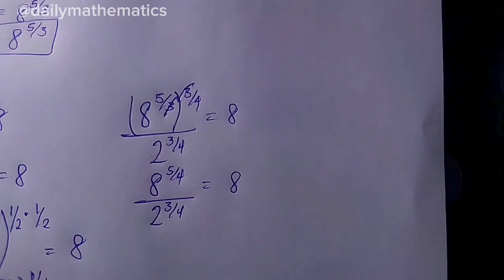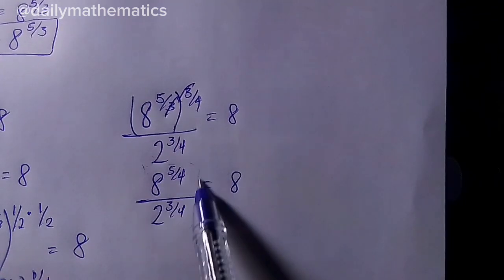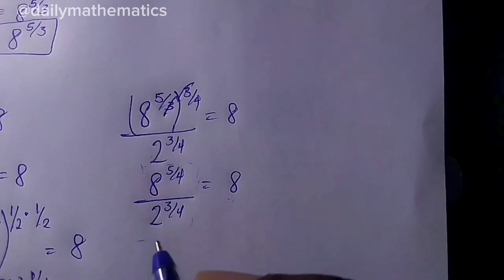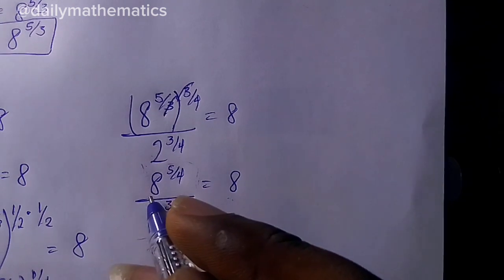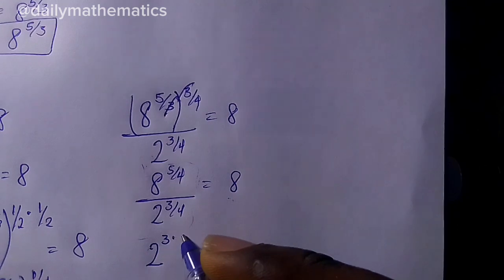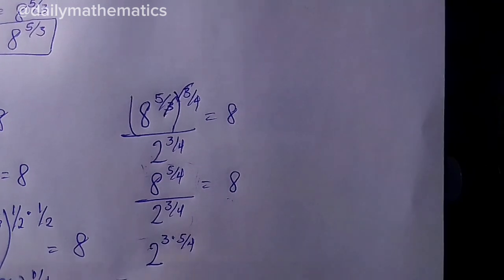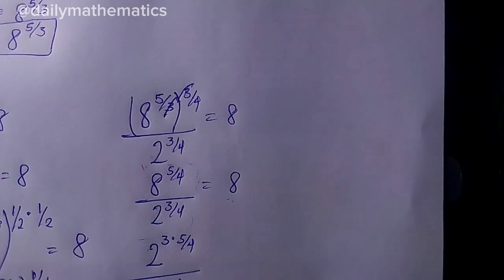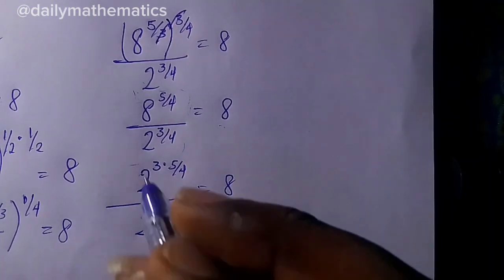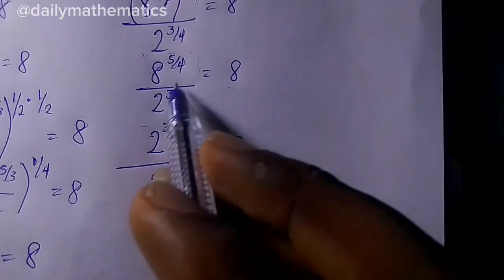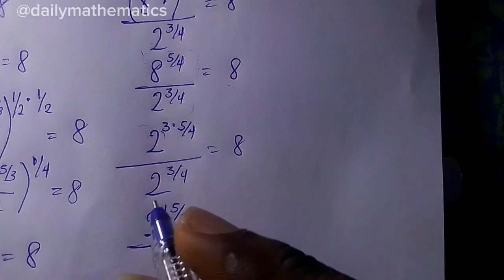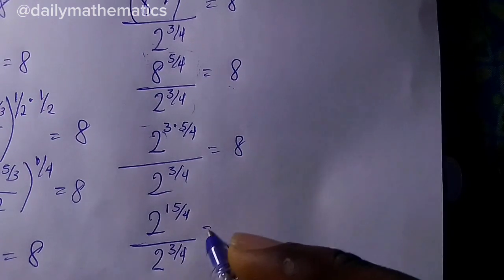Now what are we trying to do? We want the simplified value of all this to give us 8, to equal 8. That's when we know we are correct. So from here, what do we have? 8, what's 8? 8 is 2 raised to the power of 3, right? And then we have bracket raised to the power of 5 over 4 over 2 raised to the power of 3 over 4. Does it give us 8? We're still continuing that, right? So from here, we have 2 raised to the power of 3 times 5, which is going to give us 15 over 4, divided by 2 raised to the power of 3 over 4 equals 8.